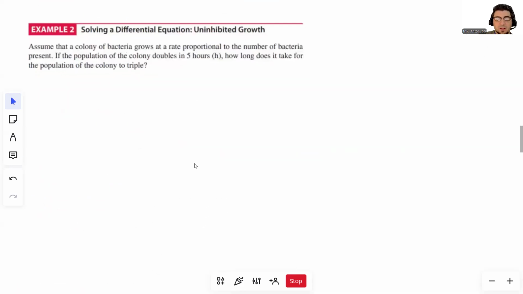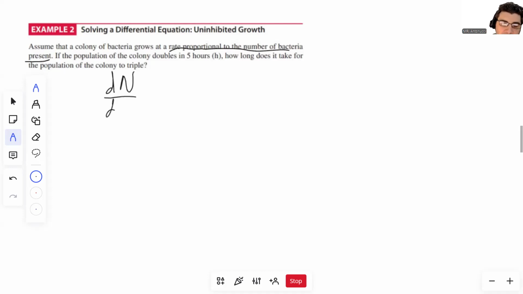So assume a colony of bacteria grows at a rate proportional to the number of bacteria present. If the population of the colony doubles in 5 hours, how long does it take for the population of the colony to triple? So we're going to use N, capital N, to stand for the number of bacteria, and t for time. So since it's growing at a rate proportional to the number of bacteria present, this is a situation where you have dN/dt equals kN.